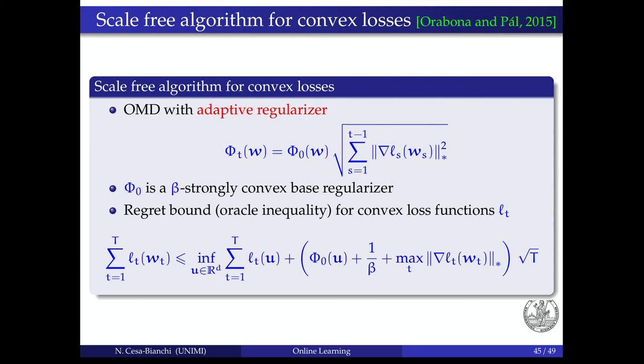This is another example, which is again an instance of online mirror descent with adaptive regularization. Here you get another oracle inequality which holds for any convex loss function. And since you don't have a strongly convex loss, you don't have an exconcave loss, you just have a convex loss, you will have a square root of T rate. But here, again, you have an oracle inequality, so you're competing against any predictor u from the entire space. And you penalize, as before, with this Bayesian regularizer, which can be any strongly convex regularizer, which is contained in your adaptive regularizer. So you have a Bayesian regularizer and then an adaptive part, which depends on the data.